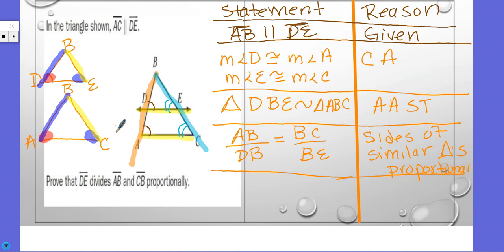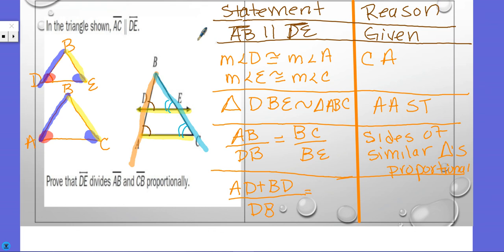Now we're going to look here. AB is made up of two pieces. It's made up of AD and BD. So I can rewrite AB as AD plus BD, because they make up the whole AB. And then I can put that over DB.